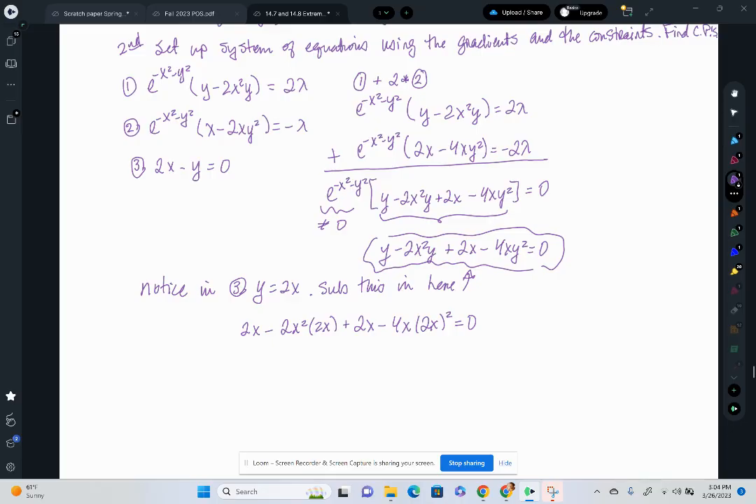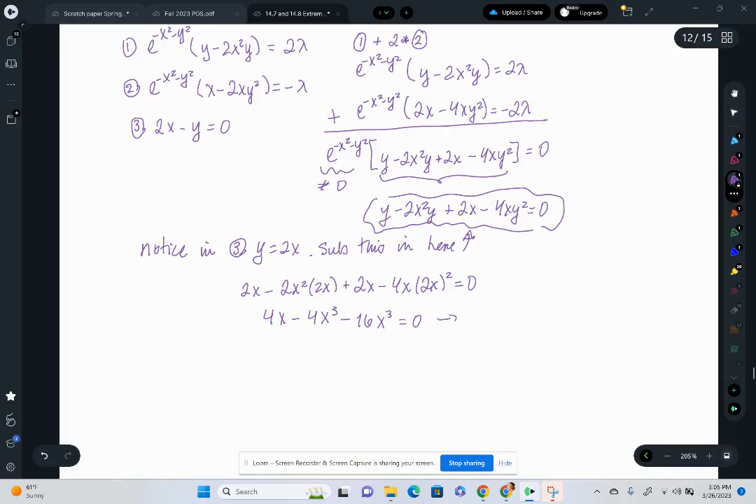I can see right away I have a 4x. Then I have minus 4x cubed. And then I have minus, that's all going to multiply. I have a 2 squared is 4 times another 4, that's 16. I have the x squared times another x, that's x cubed, equals 0. Combining like terms, I have 4x minus 20x cubed is equal to 0.